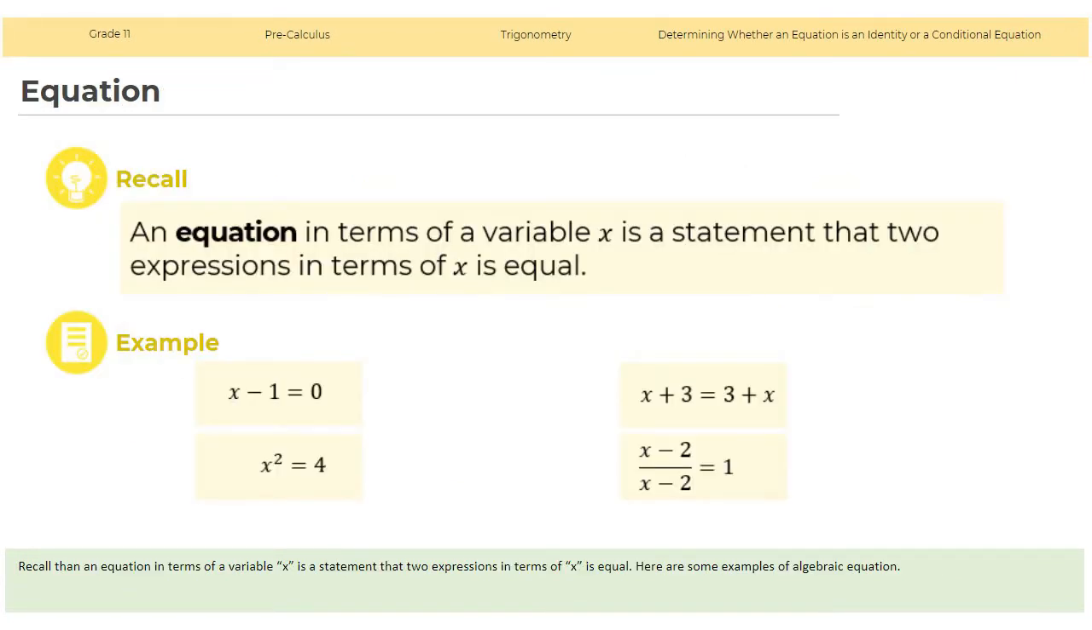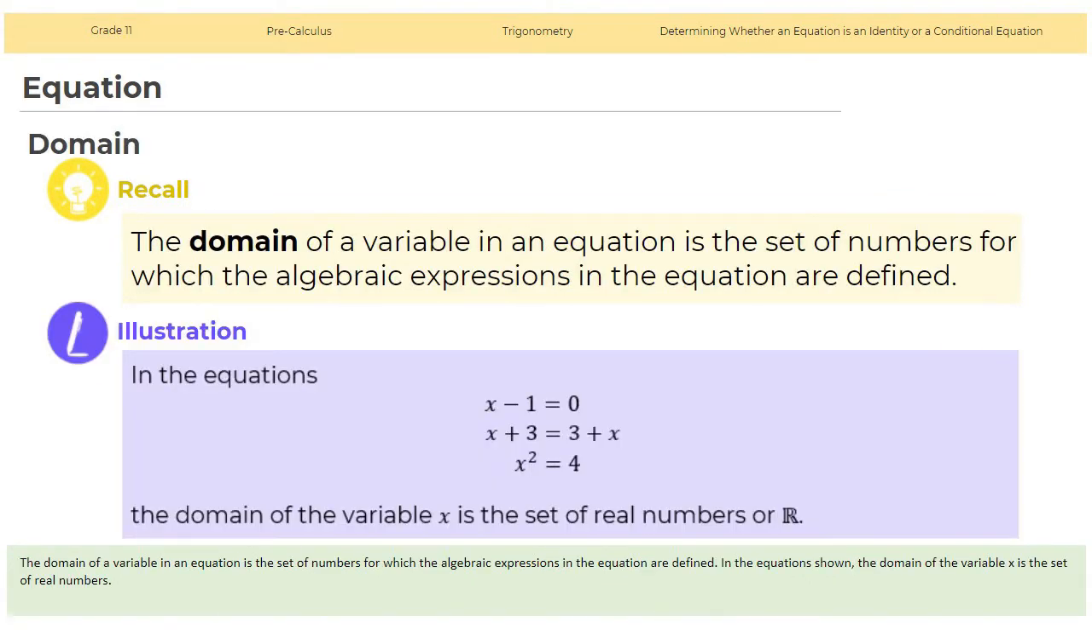Recall that an equation in terms of a variable x is a statement that two expressions in terms of x are equal. Here are some examples of algebraic equations: x minus 1 equals 0, x squared equals 4, x plus 3 equals 3 plus x, and x minus 2 all over x minus 2 equals 1.